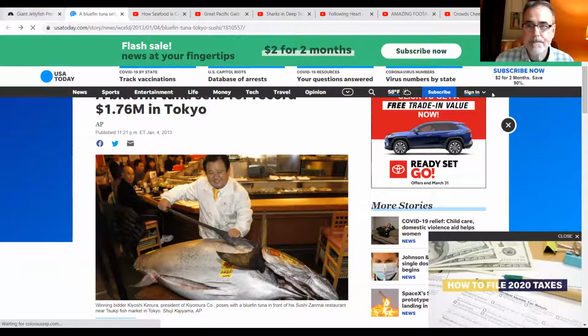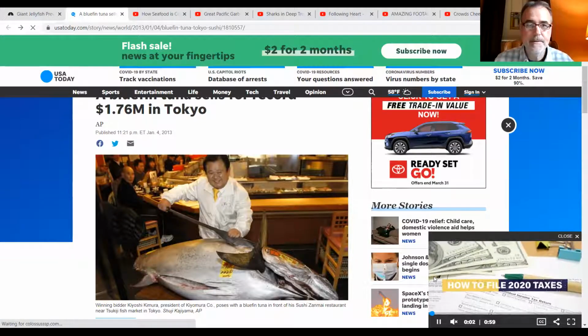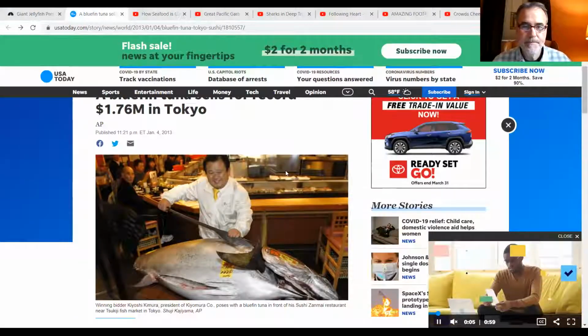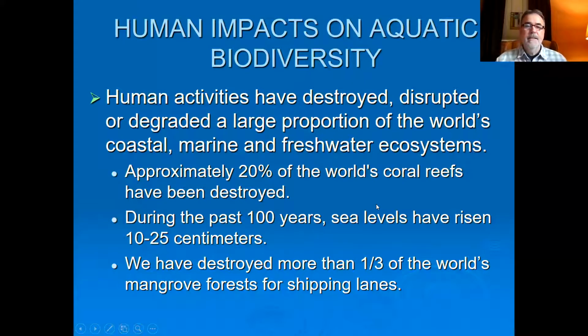Okay. All right, so let's go back here. Right, so human activities have destroyed, disrupted, and degraded a large proportion of the world's marine, coastal, and freshwater ecosystems. About 20% of the world's coral reefs have been destroyed. Now remember, these are like the nurseries of the ocean, right? So many species live in our coral reefs, they feed, they breed, that's their home and so forth. During the past 100 years, sea levels have risen about 10 to 25 centimeters.